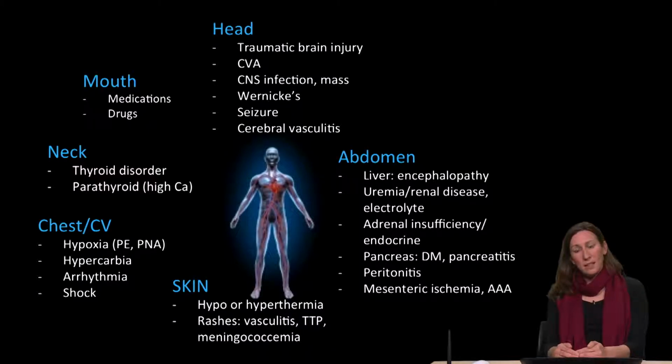And on the skin exam, I think again about bacterial meningitis, about hypo or hyperthermia. And I use it, really, as I'm examining for rashes, thinking about all of the differentials that can go with rashes. So TTP, again, bacterial meningitis or vasculitis.